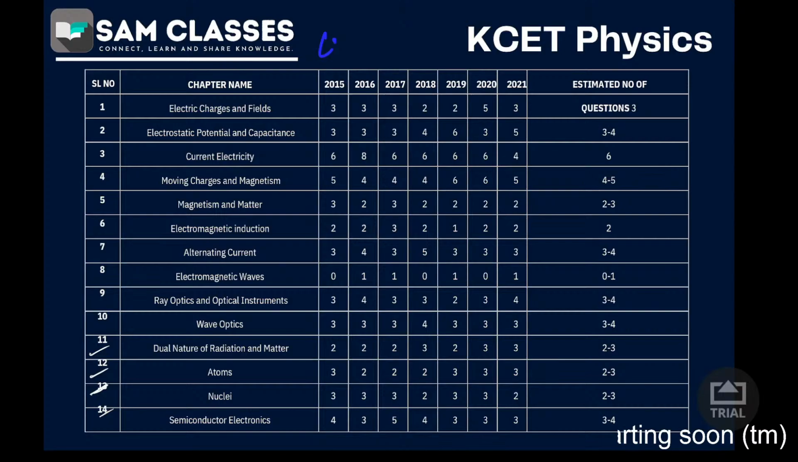Clear, everyone? Now, if you see the chapter current electricity for CET students, the weightage is 6, 8, 6, 6, 6, 4. So minimum 4, maximum it can go to 8, and the average is 6. So current electricity is a high voltage chapter, a very high weightage, okay?